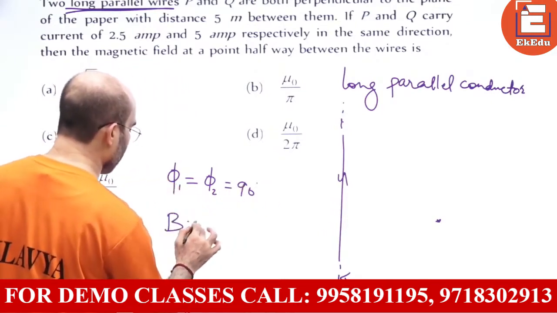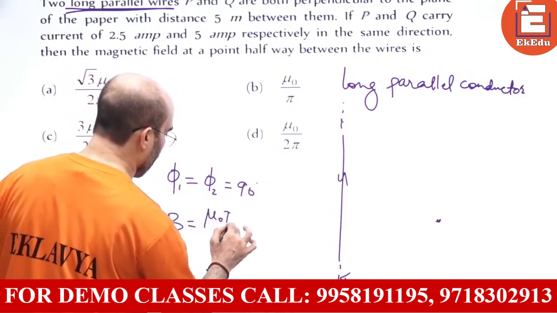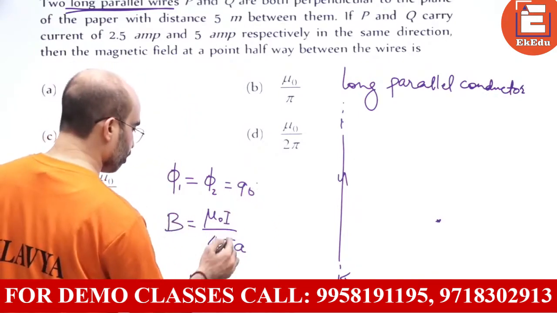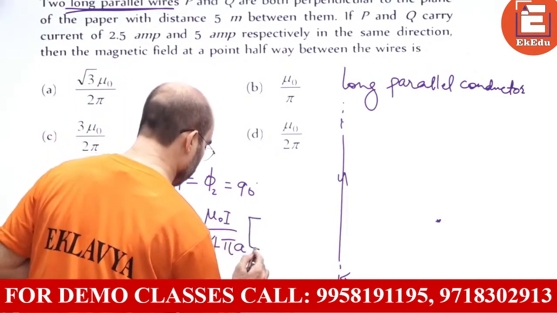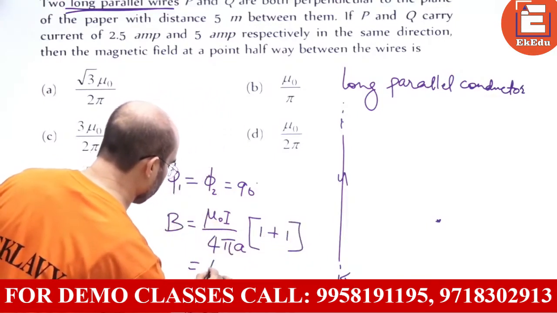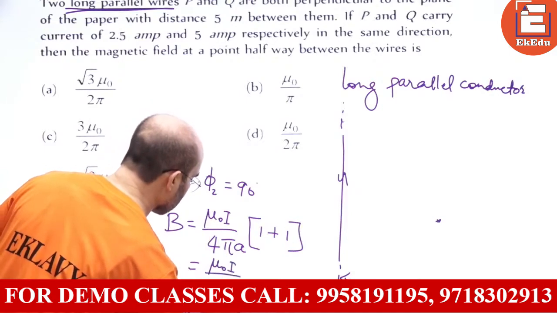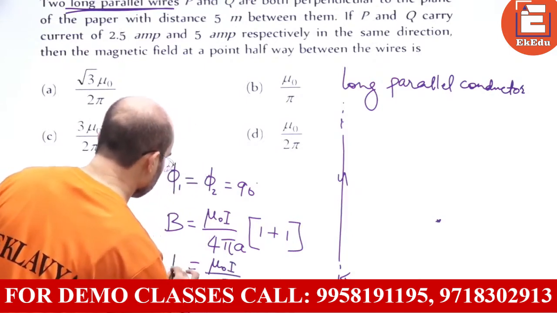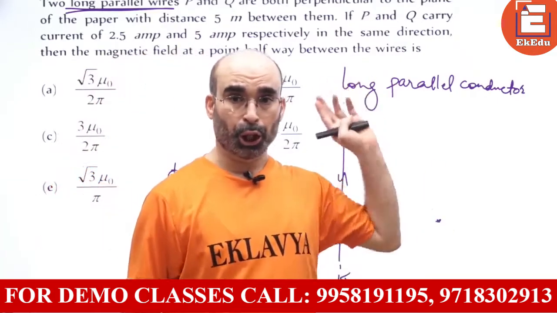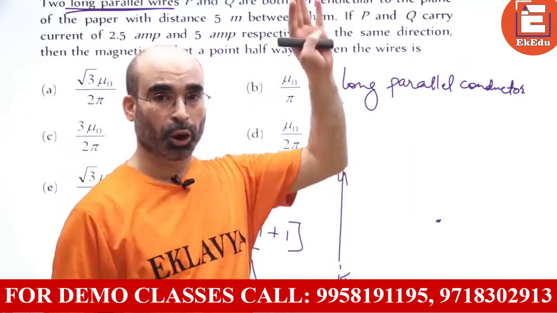In that scenario, B is going to be mu naught I by 4 pi A into (1 plus 1), right? So this is going to be mu naught I by 2 pi A. So this is the magnetic field due to a long conductor, right? Long means infinitely long.